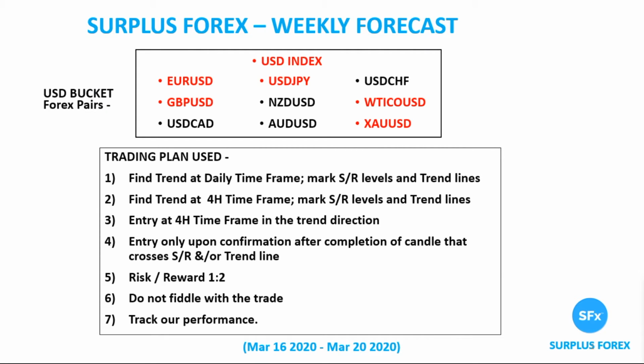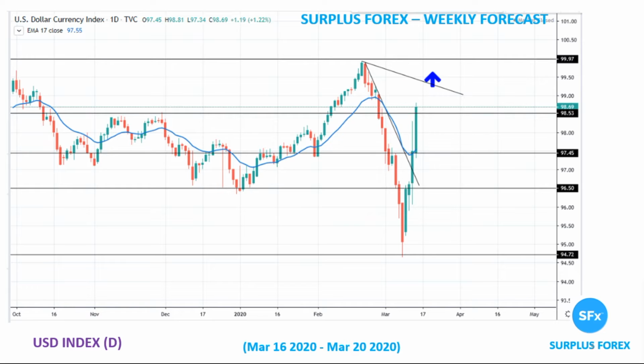Starting with the USD Index, on a daily time frame, we see that it's on an uptrend as of now, for the last 4 days. On the very first day of the previous week, it did drop, but after that it's been climbing. I expect it to keep going north, as it has crossed the major resistance at 98.53, and it has crossed the old downtrend line as well.